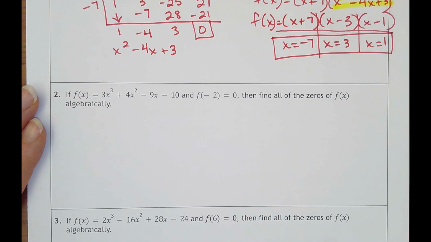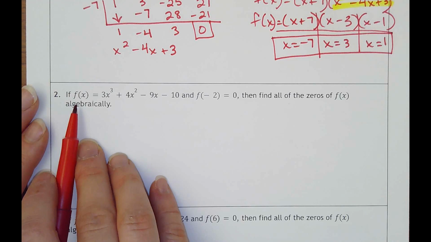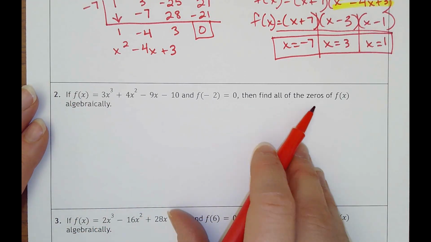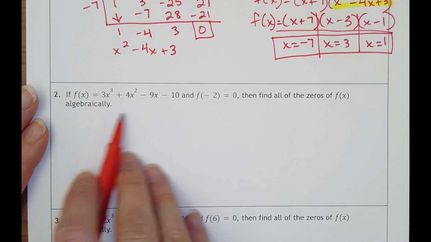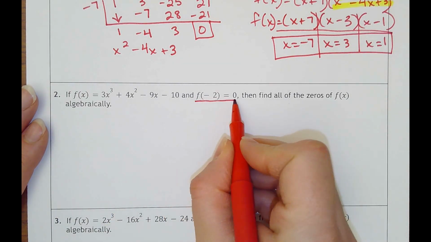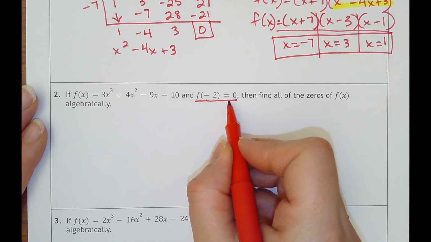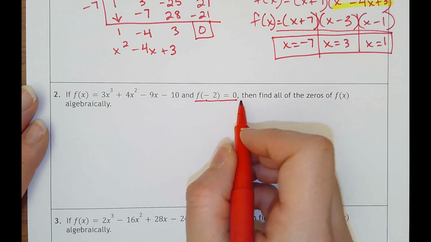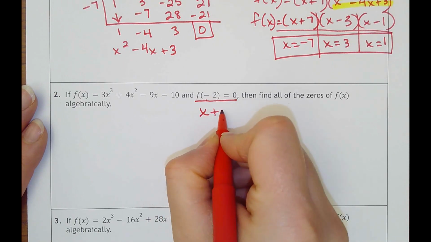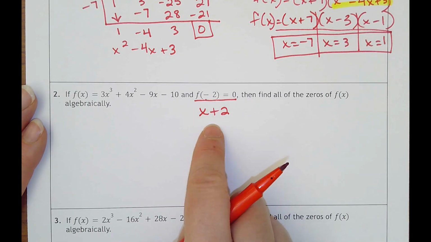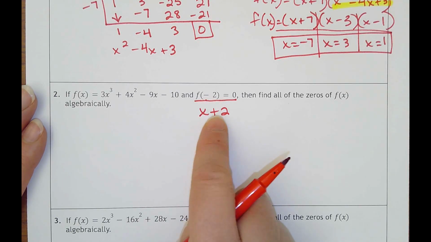All right, number 2. Worded differently, it says if f of x is this and f of negative 2 is 0, then find all the zeros of f of x algebraically. So what does this mean? This means that an answer of negative 2 is a factor, or it works because there's no remainder. And so that factor must have been x plus 2 to get this answer of x is negative 2. So remember, they're always opposite. So this is a factor.